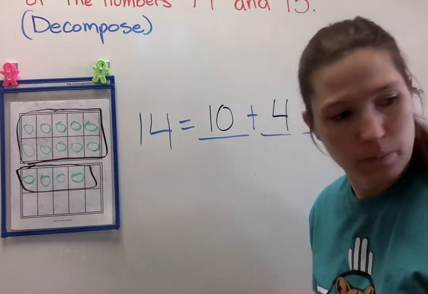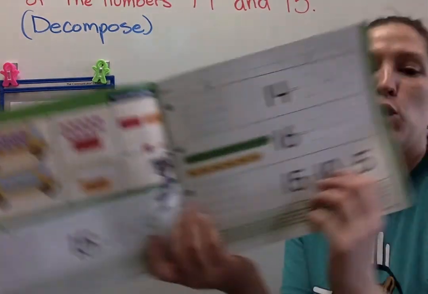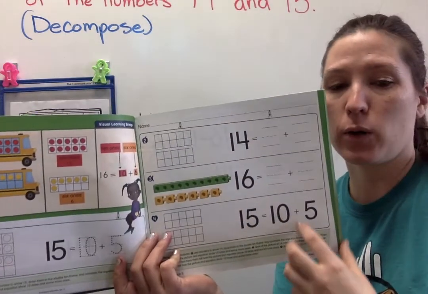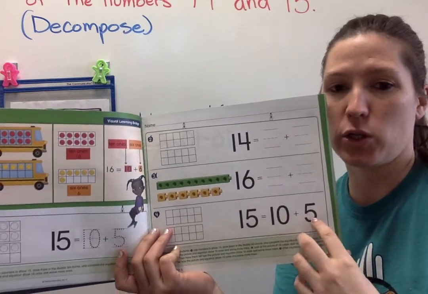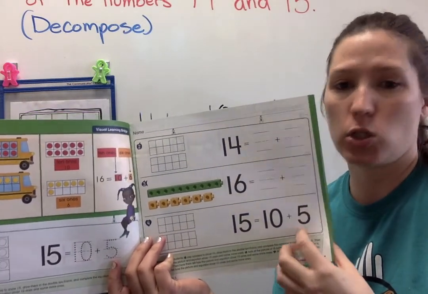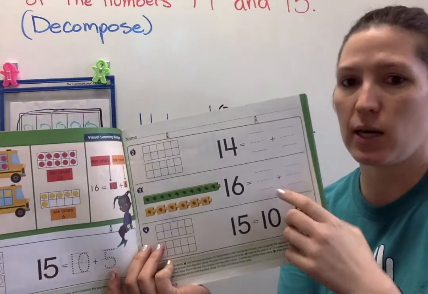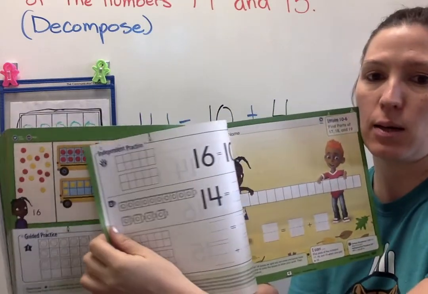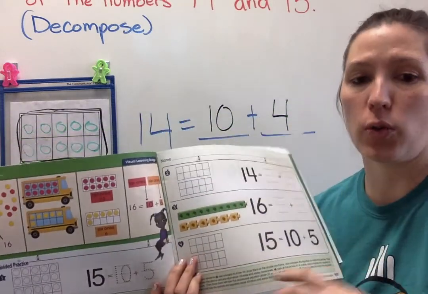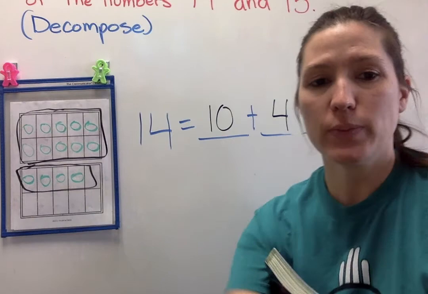Now, it'll be your turn to decompose 14 and 15. You'll have a couple questions with 16. Don't do the ones with 16. So that's number 3 and number 5. But you can do all the rest of them. You know what to do. So now it's your turn.